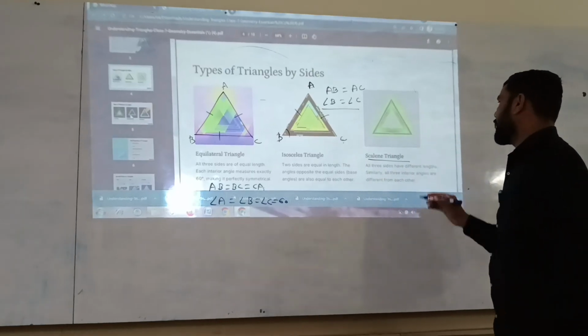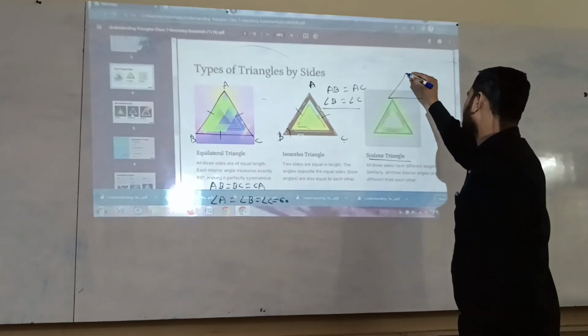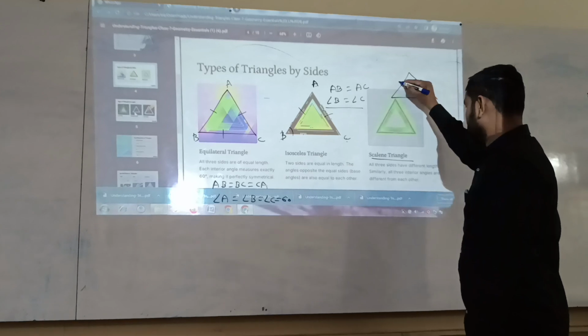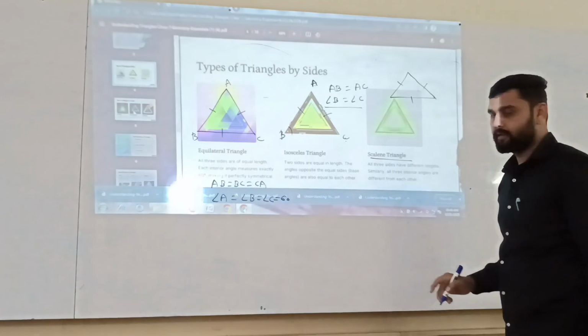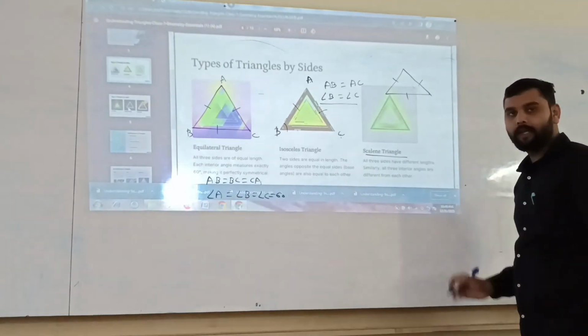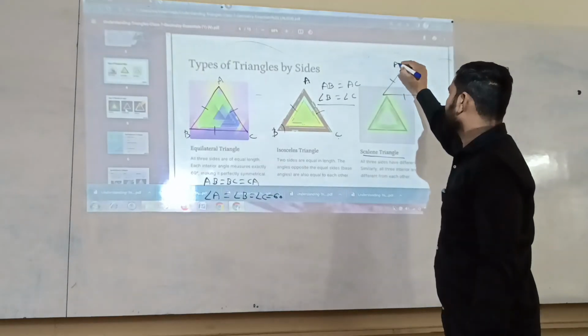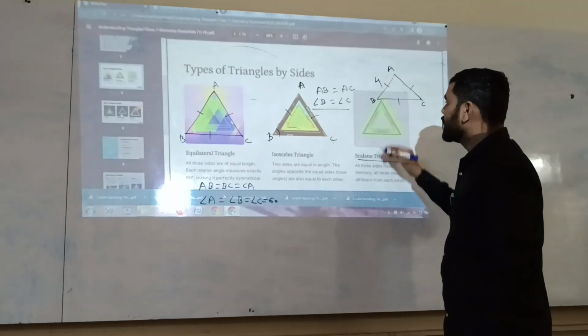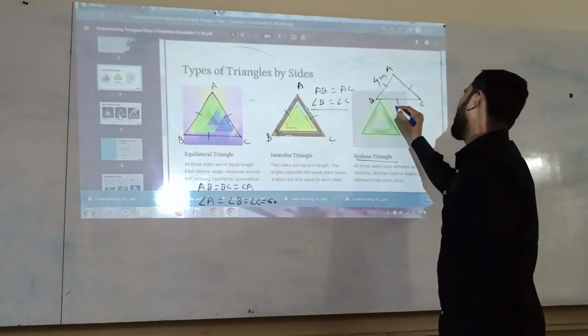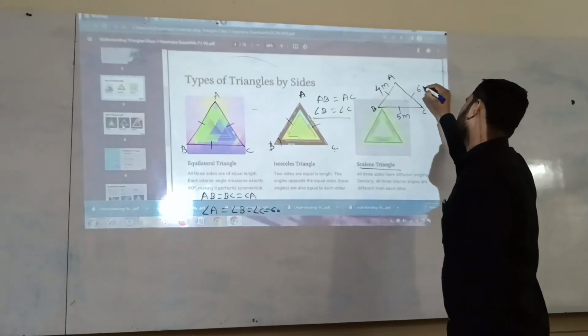Third one is the scalene triangle. All three sides have different lengths. Similarly, all three interior angles are different. For example, this AB side, BC side, and CA side measure 4 meters in length, 5 meters in length, and 6 meters in length.